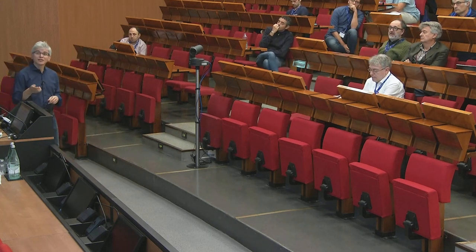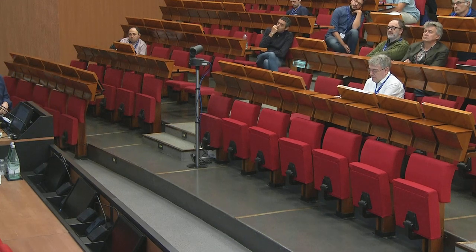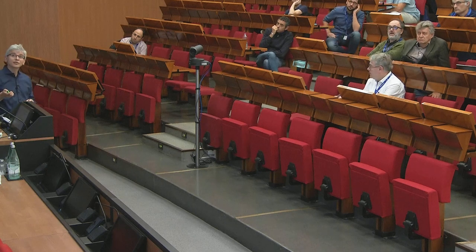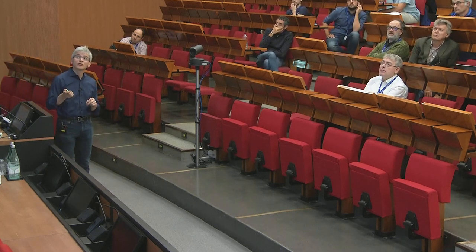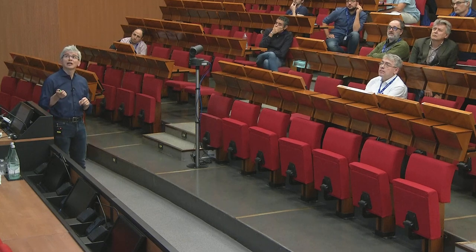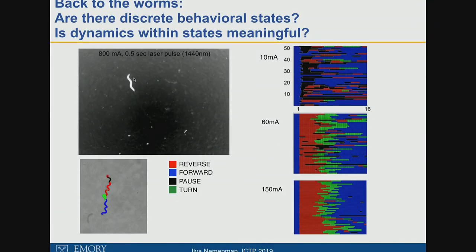Okay, so now let's go back to the worm. This is what the worm's behavior looks like. This is the same worm that I showed you before. If I apply a very small current, the worm, which usually goes forward (blue), pauses (black), just stops more or less. And then it either can start going forward, or it may make a turn, or it can reverse.